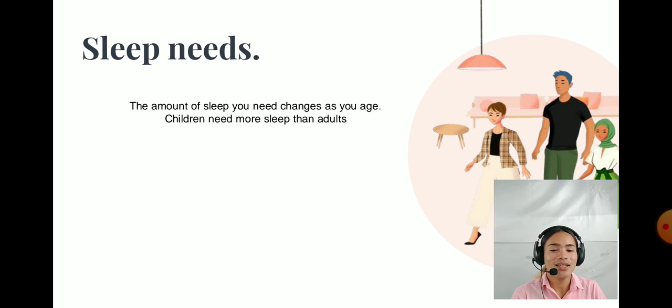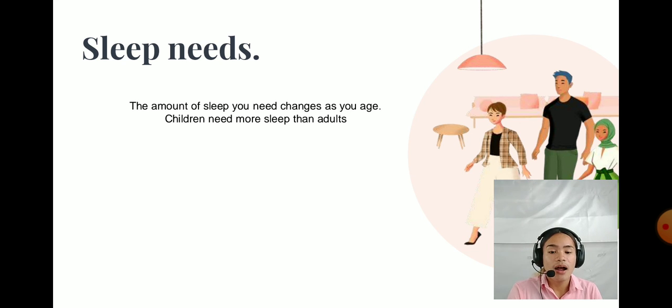The amount of sleep you need changes as you age. Children need more sleep than adults. The American Academy of Sleep Medicine and the Sleep Research Society recommend that infants 4 to 12 months sleep 12 to 16 hours per 24 hours.